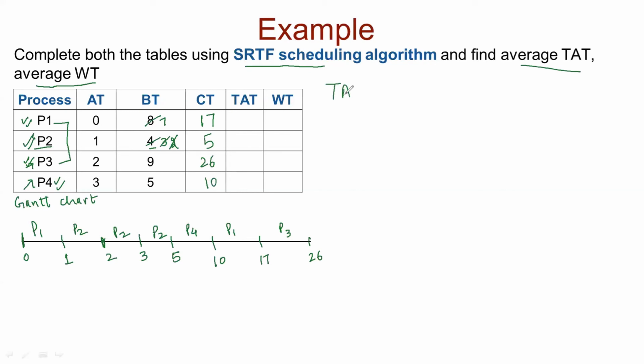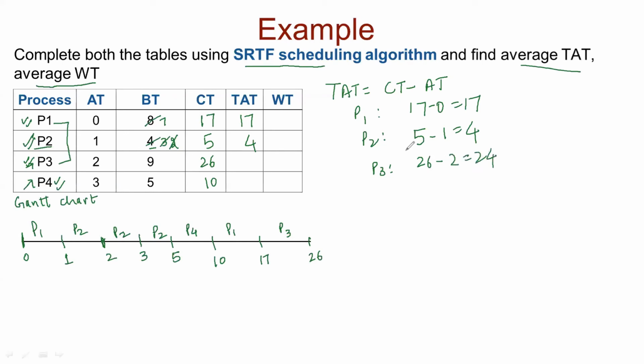Turnaround time. We know that turnaround time is completion time minus arrival time. For P1, completion time is 17, arrival is 0. So turnaround time is 17. For P2, completion time 5, arrival time 1. So its turnaround time is 4. For P3, completion time is 26, arrival time is 2. That gives turnaround time to be 24. For P4, completion time is 10, arrival time is 3. So it remains in the system for 7 time units.